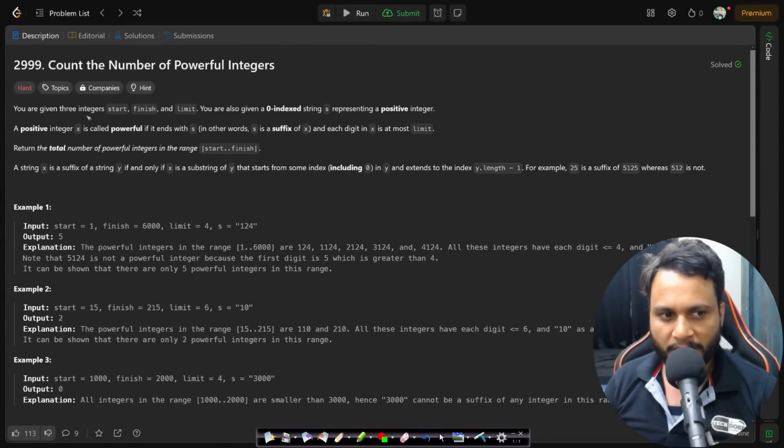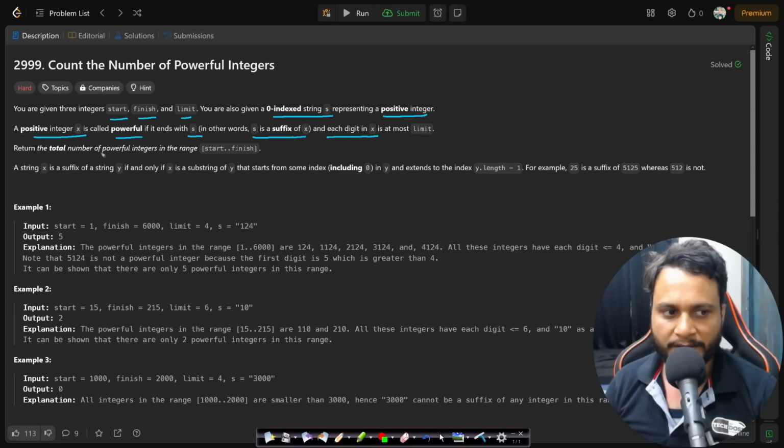In this problem you are given three integers start, finish and limit. You are also given a zero indexed string s representing a positive integer. A positive integer x is called powerful if it ends with s. In other words, s is a suffix of x and each digit in x is at most limit. Return the total number of powerful integers in the range of start to finish.